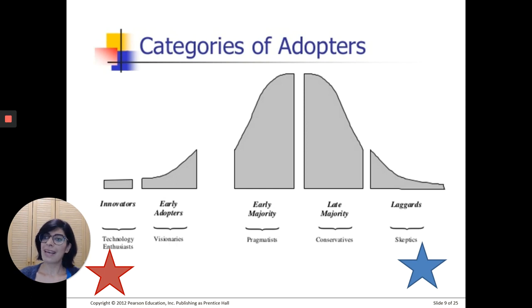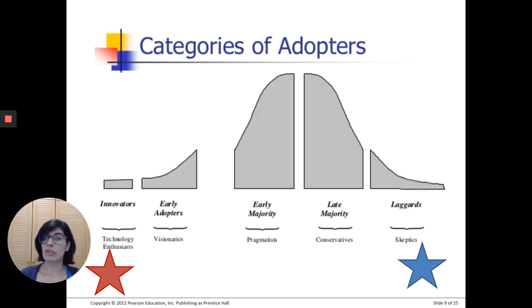Let's now look at the categories of adopters. So you actually have two extremes on here, and then you have a bunch of adopters in the middle. We're going to talk through each of them independently, but as an overview, on the one extreme, you have innovators. These people are technology enthusiasts. They are the ones that will actually create the need for this technology to exist.